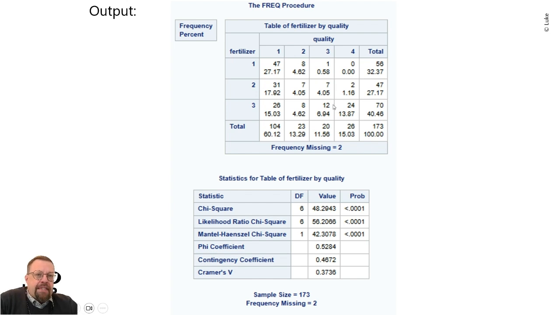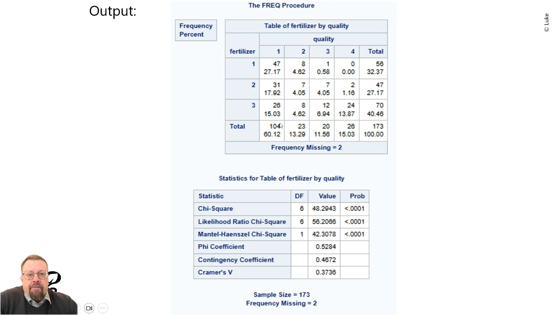So we already see that it's quite clearly looking like fertilizer 3 is showing much more of these higher qualities. And in that sense, it's no surprise that if we look at the chi-square test, it has a small p-value indicating that there is a statistically significant relationship between quality and fertilizer, which we already saw.